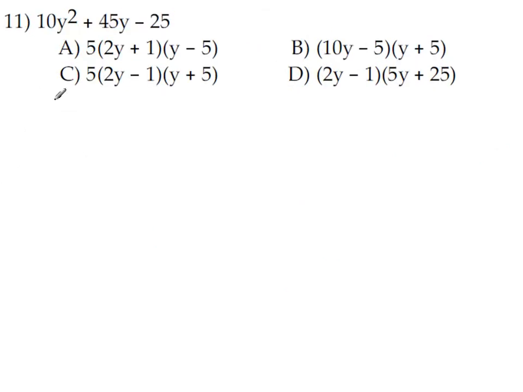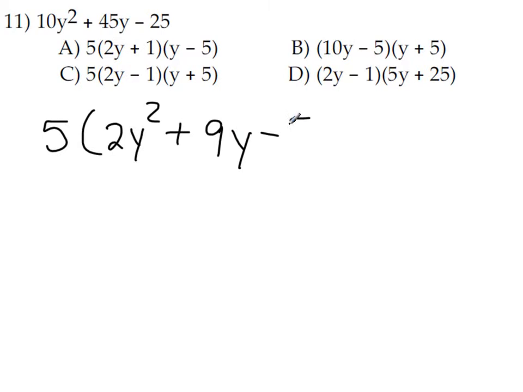Next one, 11. We have 10y squared plus 45y minus 25. Now this is a nice guy because there actually is a GCF we could factor out. We have 10, 45, and 25. Ends in a 0, ends in a 5, ends in a 5. I bet 5 is a GCF. Maybe something more, but 5 for sure. 5 times 2 gets us 10. We need the y squared. 5 times 9 is 45, and 5 times 5 is 25. So there's where we get this.